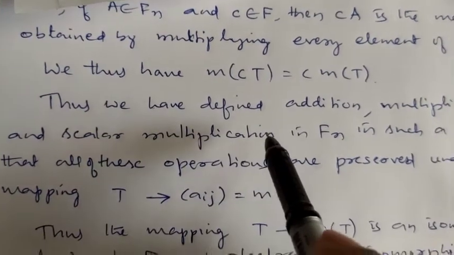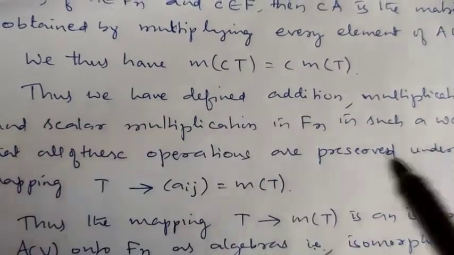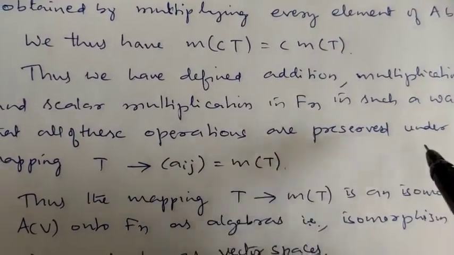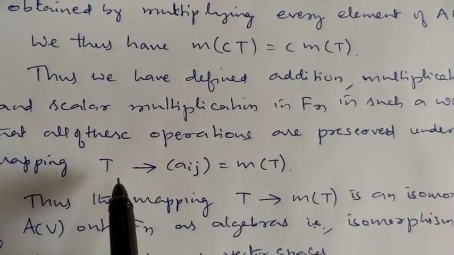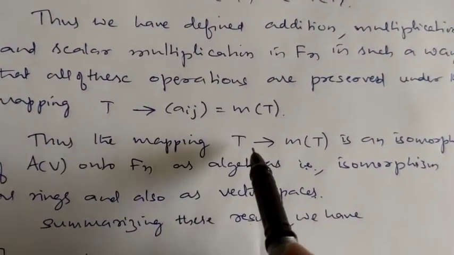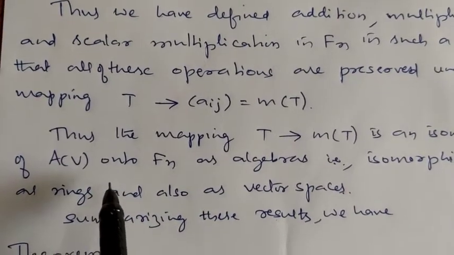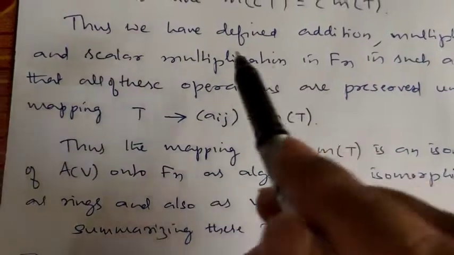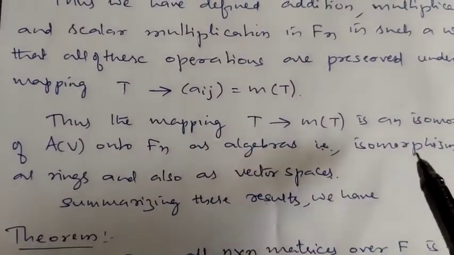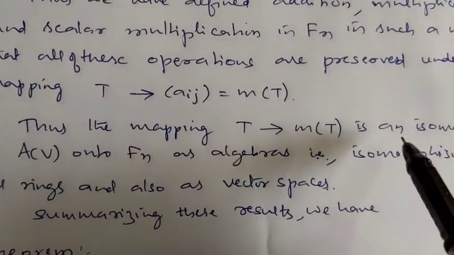Thus we have defined what is meant by addition, multiplication and scalar multiplication in Fn in such a way that all of these basic operations are preserved under the mapping phi, which maps T to the matrix of T. Thus the mapping T to matrix of T, that is phi, is an isomorphism of A of V onto Fn, because all the operations are preserved. Okay, as algebras, that is, isomorphism as rings as well as isomorphism as vector spaces. What does isomorphism mean?